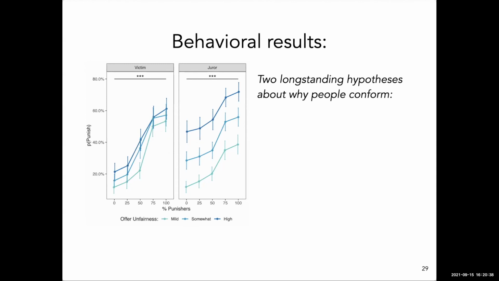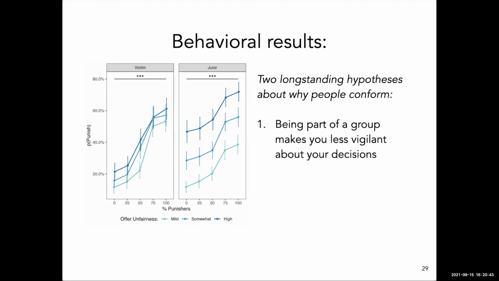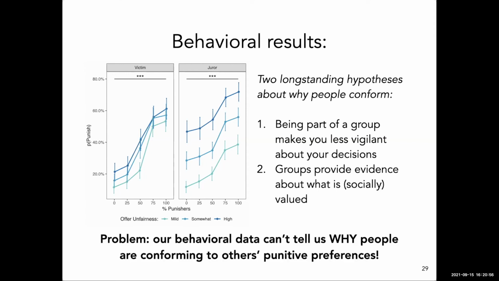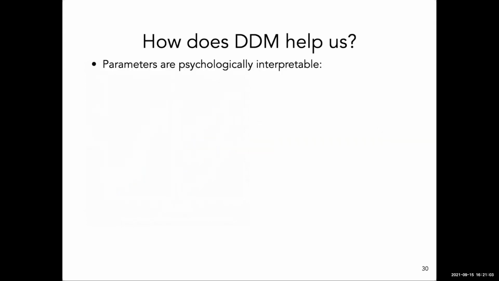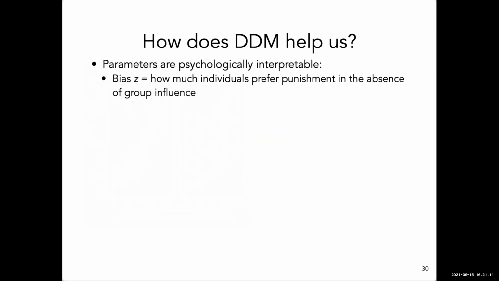And so what we wanted to test were some longstanding hypotheses in social psychology about why people conform. One hypothesis is that being part of a group makes you less vigilant about your decisions. And the other is that groups provide evidence about what is at least socially valued. The problem with our behavioral data is that it can't tell us why people are conforming to a group's punitive preference. So this is where DBM really comes in and helps us, because these parameters are all psychologically interpretable, okay? So we've already gone through these, but I'm just going to give you a sense for what these things mean in context.